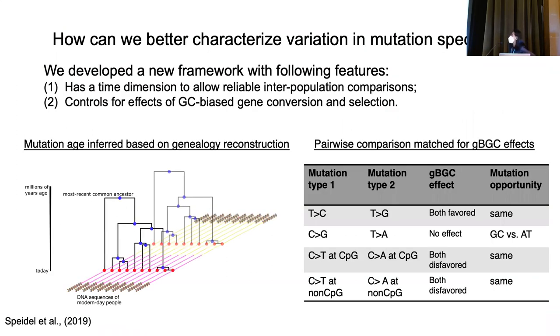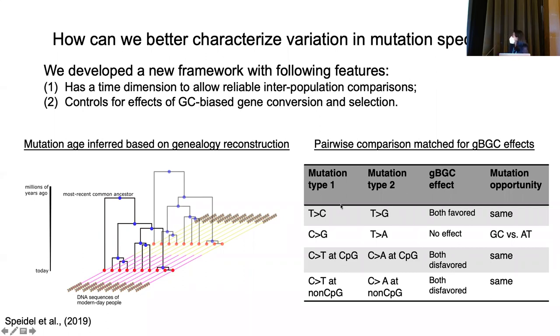And to do this, we developed a framework where we tried to add two key features. We added a time dimension, which allows us to make reliable comparisons of interpopulation differences. And we also tried to control for effects of biased gene conversion and selection. So to do this, we used recent genealogy-based methods like Relate, where you can build a coalescent tree at different independent bits of the genome, and then you can place the mutations on these branches, which gives you an age of the mutation. Once you have the age, you can then compare mutations of similar ages across human populations, thus in some way controlling for demography.